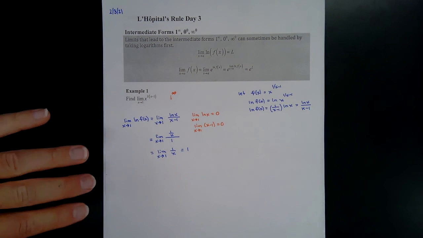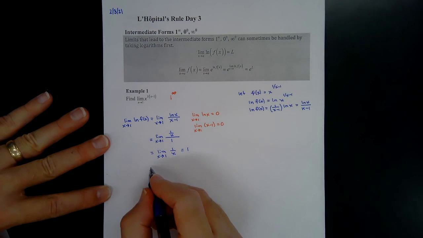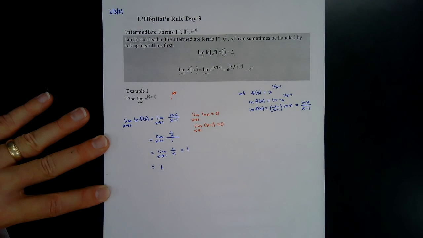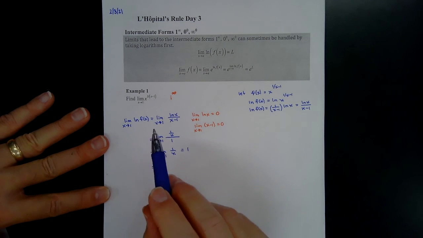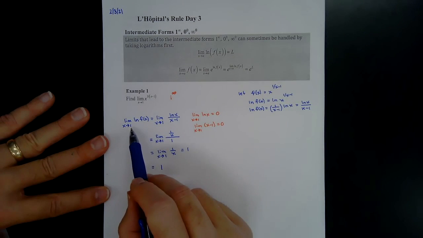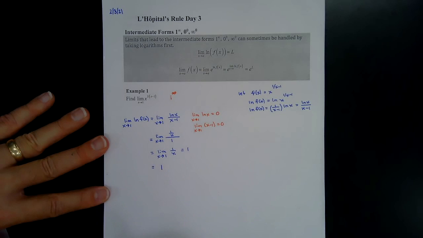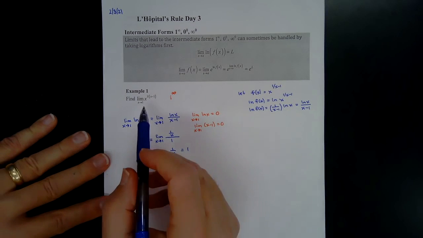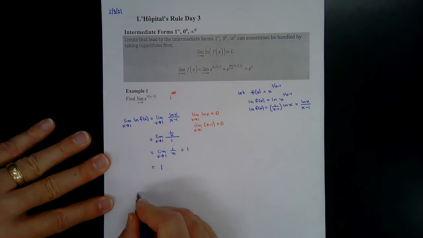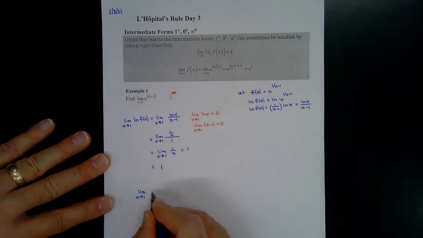Okay, so now how do you use this? I should write the 1 right here. What we know now is we don't have this limit yet, but what we do have is the limit as x approaches 1 of ln of this function, and we know that that comes out to be 1. Let me show you how we're going to do this. We're going to start with the limit as x approaches 1 of x raised to the 1 over x minus 1 power.